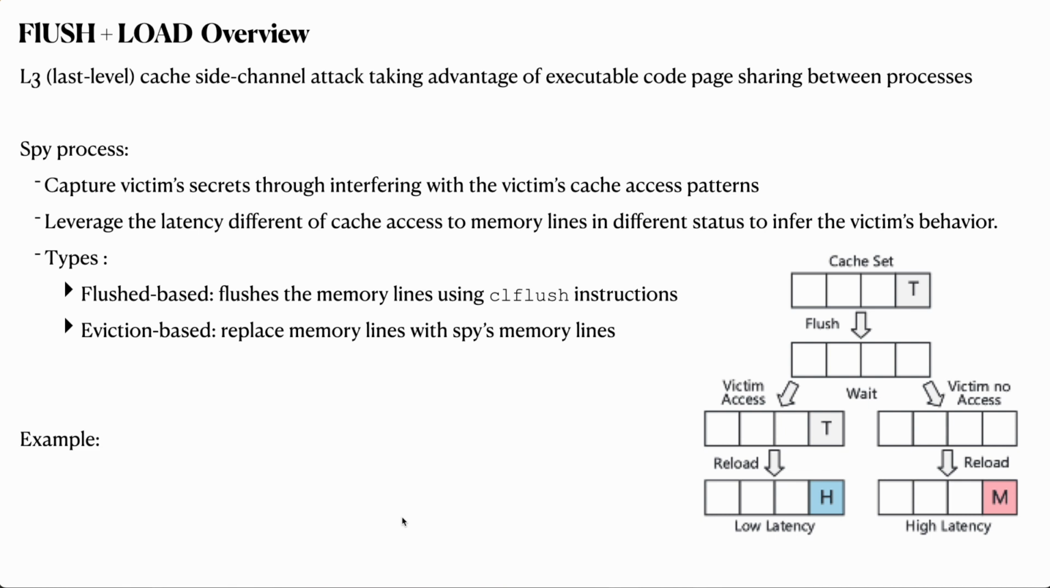Mainly, there are two types of side channel attack. One is flush-based, meaning flushing the memory lines using the CLFLUSH instruction, which is what this paper used. And there's another type called eviction-based, which replaces memory lines with spy memory lines.